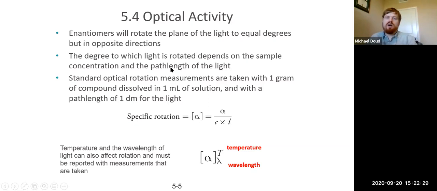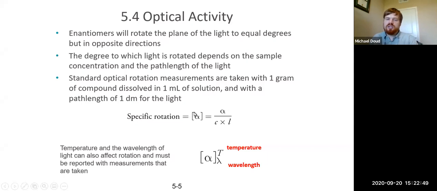We take 1 gram of a compound dissolved in 1 milliliter of a solution, and with a path length of 1 decimeter for the light. We just pick these standard samples so that we have kind of the same thing going on here. And that actually gives us the specific rotation. And the specific rotation is just alpha in brackets like here.